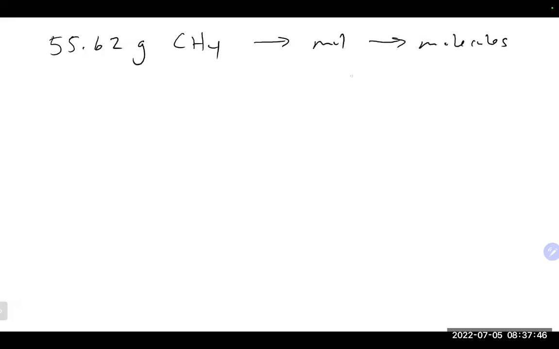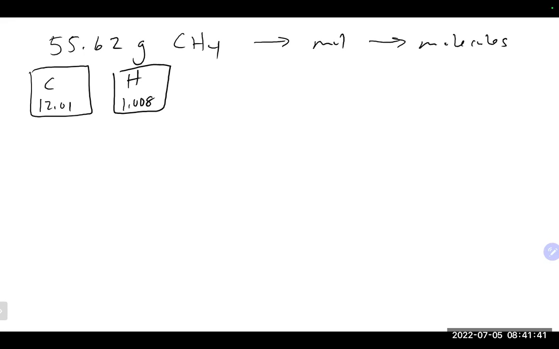So if I had something like 55.62 grams of CH4, and I want to know how many moles that was and how many molecules, why don't you give this a go, see what you come up with. From the periodic table, carbon 12.01 and our hydrogen 1.008.